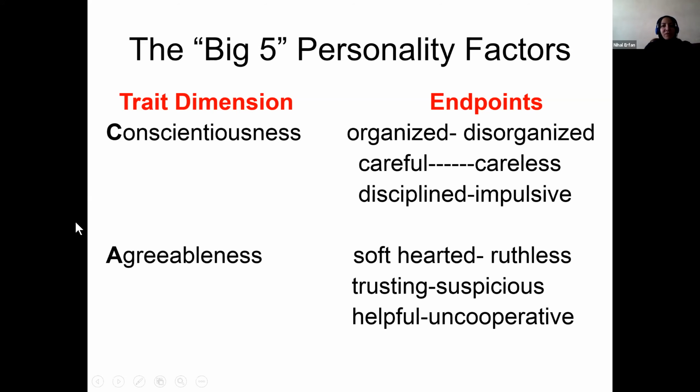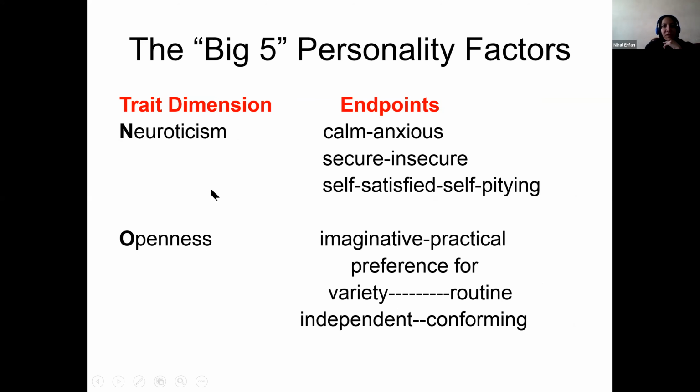The other dimension is agreeableness. On one end are people that are soft-hearted versus people that are ruthless, which is like heartless. Somebody who's trusting versus suspicious, someone who's helpful versus uncooperative. Another trait dimension is neuroticism. So somebody who's calm versus anxious, secure versus insecure, self-satisfied versus self-pitying.